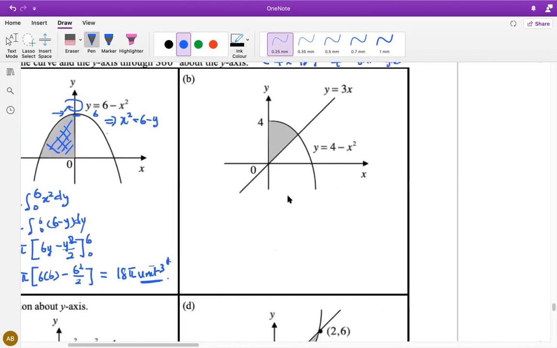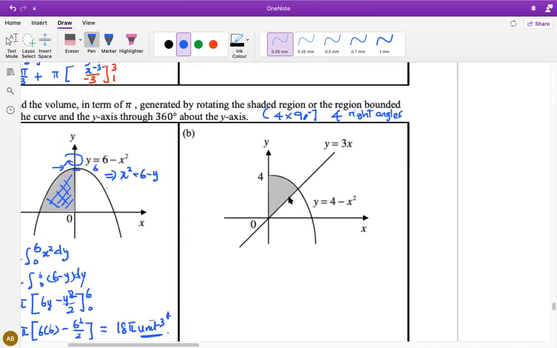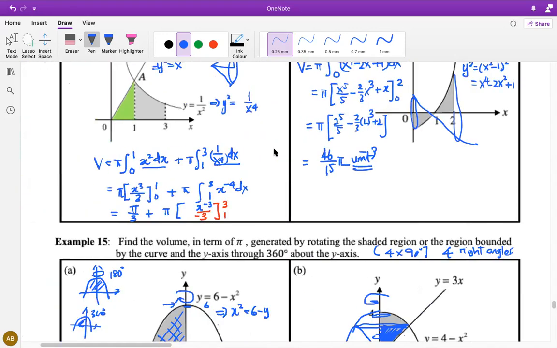Okay, how about B? For B, I want to rotate this one about the y-axis. So you need to separate into 2. Here is the volume of the straight line when you turn, and then this part will be turning the curve. So you will get some sort of volume like this. Do you still remember this question?